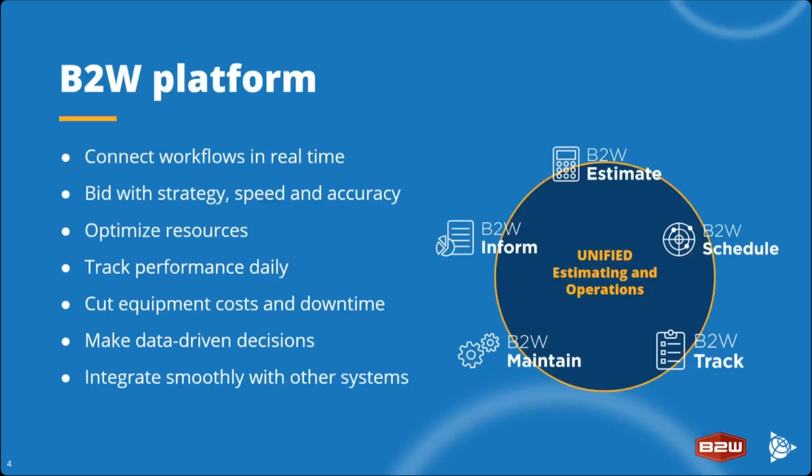So a little bit about those products that they got with their acquisition and what we provide. On the right-hand side is what we call our product wheel. You'll see at the top there, B2W Estimate. It's our bidding and estimating package. And then the next three going clockwise, B2W Schedule, Track, and Maintain are our operational tools. That's a resource logistics and dispatching tool in Schedule, a field tracking and analysis product in B2W Track, and then a heavy equipment maintenance and management module for break, fix, and work orders in Maintain. And then B2W Inform is our enterprise data collection and analysis tool.